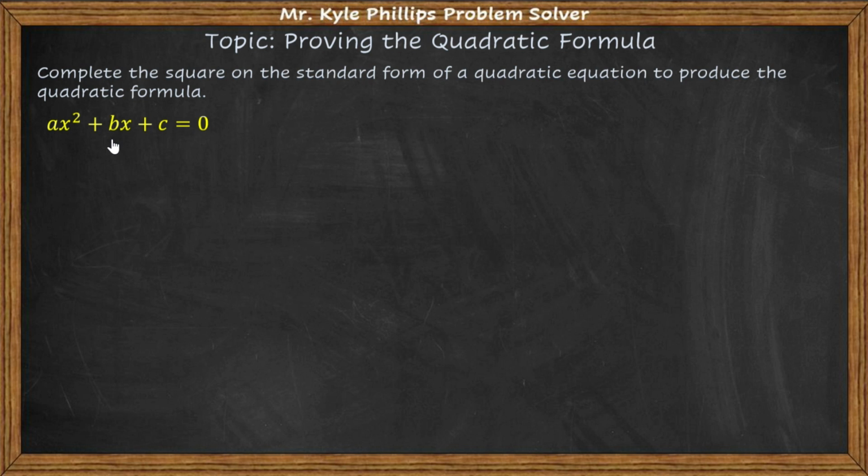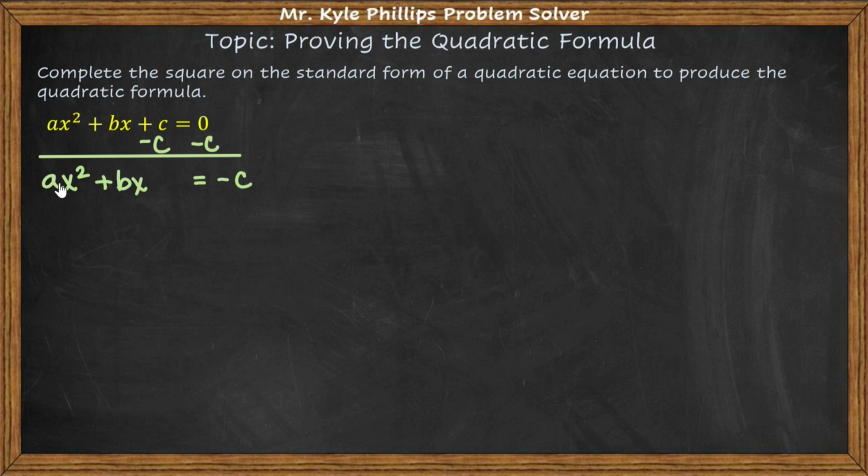So what we're going to do is go through the steps of completing the square on the standard form of a quadratic equation. Remember, the first step with completing the square was to move the c term. So here I can subtract c. Now I have ax squared plus bx equals negative c.